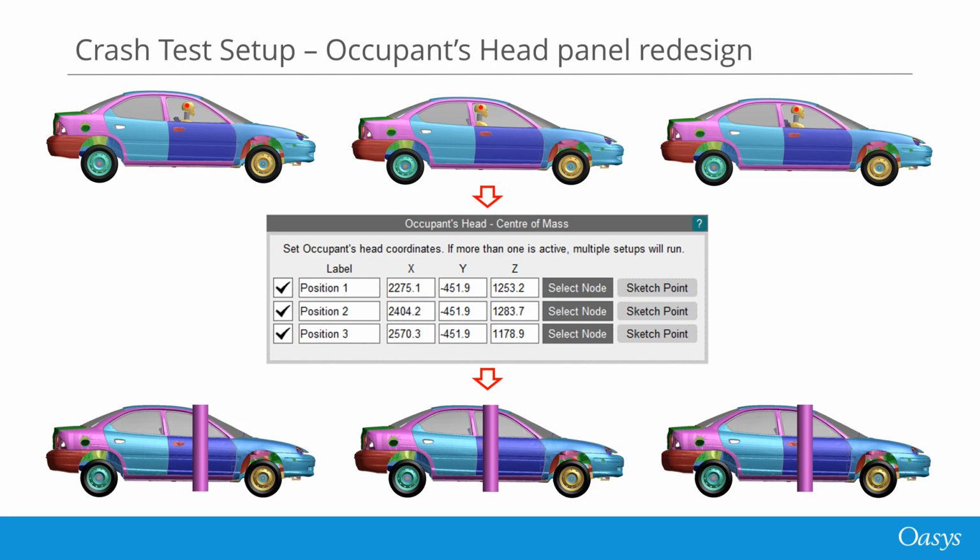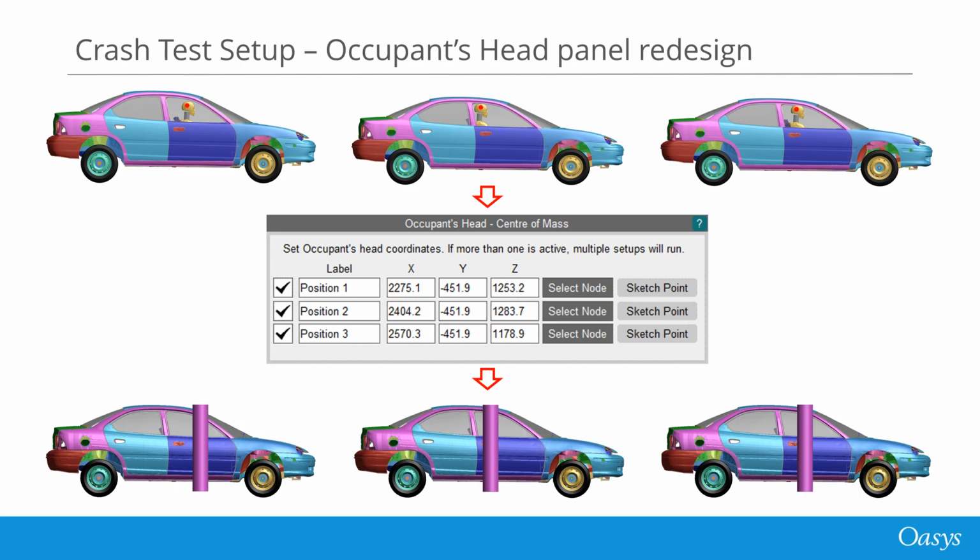Firstly, we have redesigned the occupant's head center of mass panel in the vehicle settings. The redesign allows you to define up to 3 different head positions. This means that you can save 3 dummy head positions easily within the vehicle settings XML file and reuse them later on. You can activate each head position using the tick box on the left side of the panel.